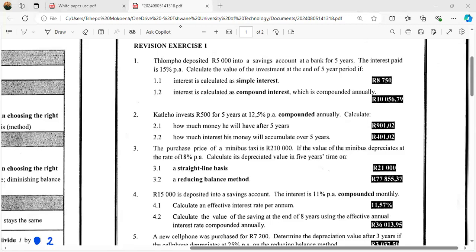So let's start with the first question, right? These are the final answers, by the way, okay? Having a look at the first question, we have Tompo, who deposited 5,000 Rand into a savings account at a bank for 5 years. The interest paid is 15% per annum. Calculate the value of investment at the end of the 5-year period if 1.1, interest is calculated as simple interest; 1.2, interest is calculated as compound interest, which is compounded annually.